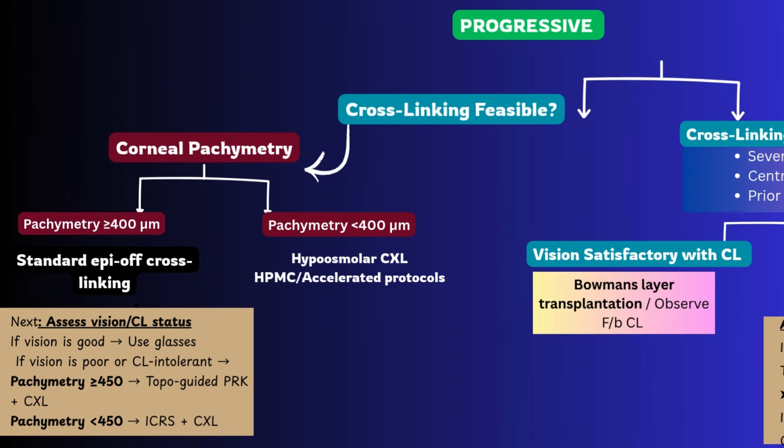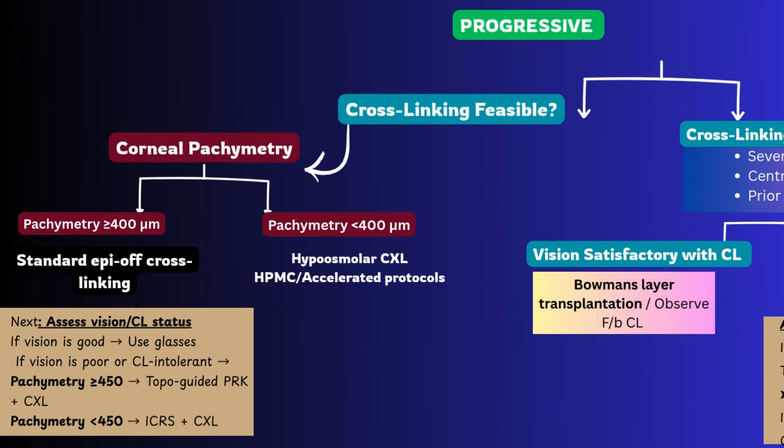Now, if the pachymetry is more than 450 microns, you can go ahead and even do a topographic guided PRK, that is photorefractive keratectomy, with simultaneous cross-linking. So this is basically a standard PRK but guided by a corneal topography to correct the irregular astigmatism. Now, if the pachymetry, however, is between 400 to 450 microns, then PRK is off the table. Instead, you look at the intracorneal ring segments.